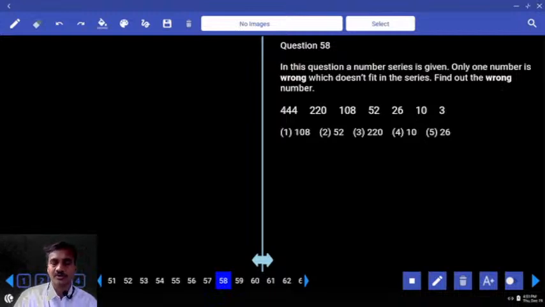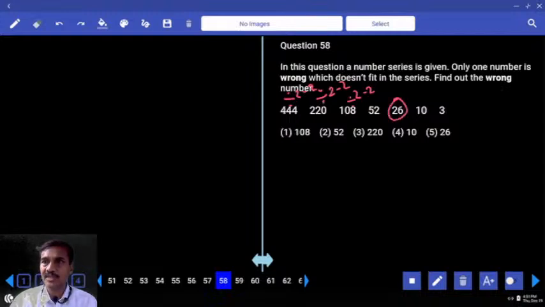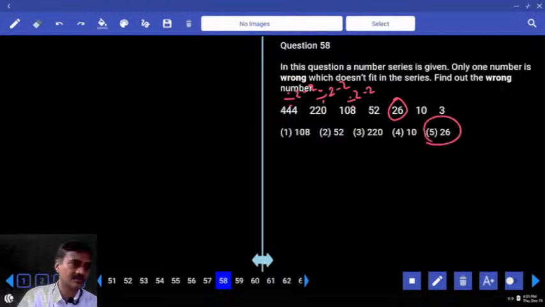Now 444. Numbers are in the decreasing order. Then what you need to do? Then you need to move in the reverse order. Now 444 divided by 2, how much? 222 minus 2. And 220 divided by 2, 110 minus 2. 108 divided by 2, 54 minus 2. 52 divided by 2, 26 minus 2, 24. 26, that is choice 1, choice 5 is the odd one. Divided by 2 minus 2, divided by 2 minus 2. Clear?